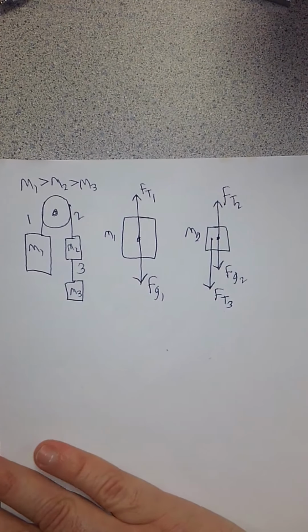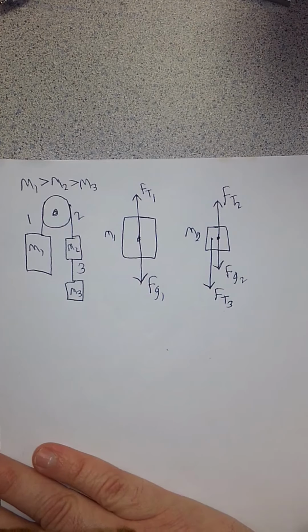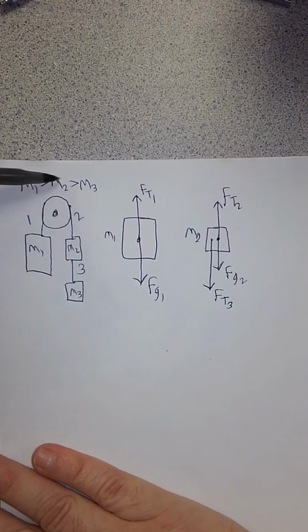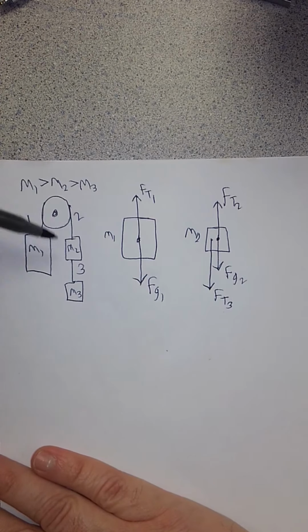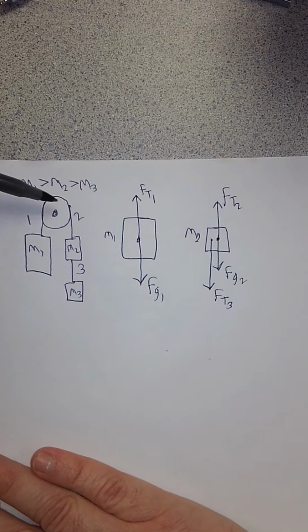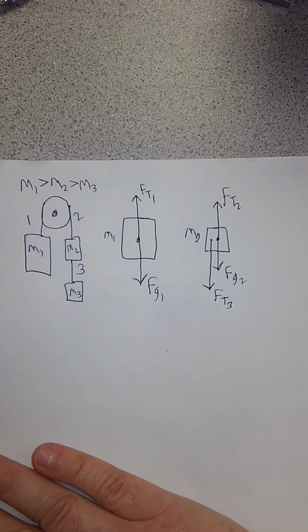Now one thing for sure is when you are doing these, if it's a single string, like for example 1 and 2, this really isn't two different strings, it's actually just the same string. So we can safely assume that the tension is identical. So really FT1 and FT2 are the same thing. Okay, they're all the same thing.